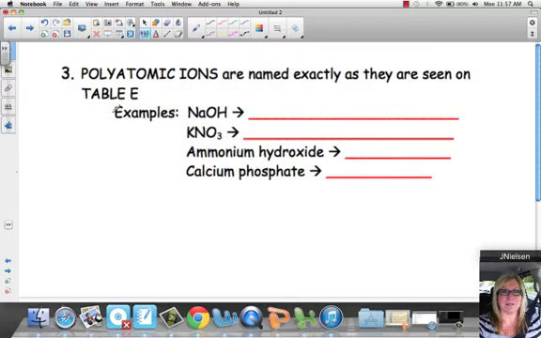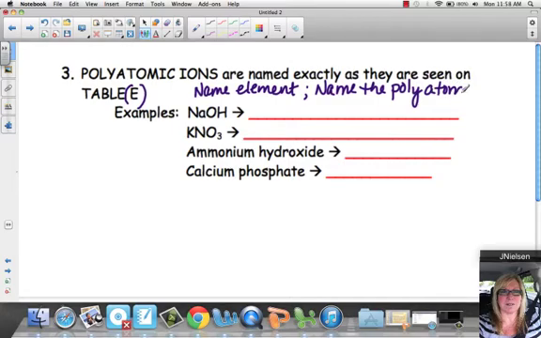For polyatomic ions, they're named exactly as they are seen on the table, in Table E. So what you're going to do is if an element is present, you're going to name the element and simply name the polyatomic. If the polyatomic is first, you name the polyatomic. If the element is second, you change the element to IDE. If it's 2 polyatomics, you just simply name them.